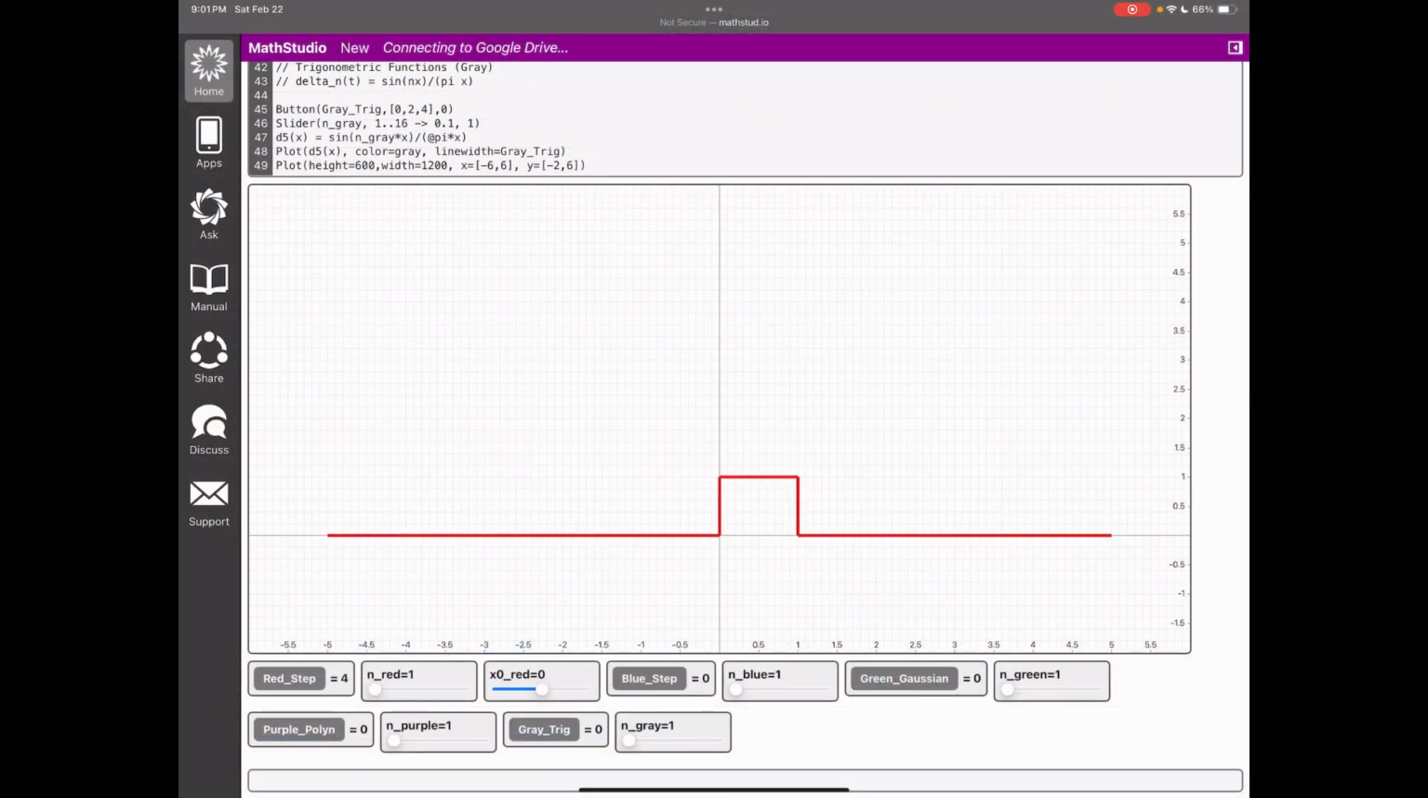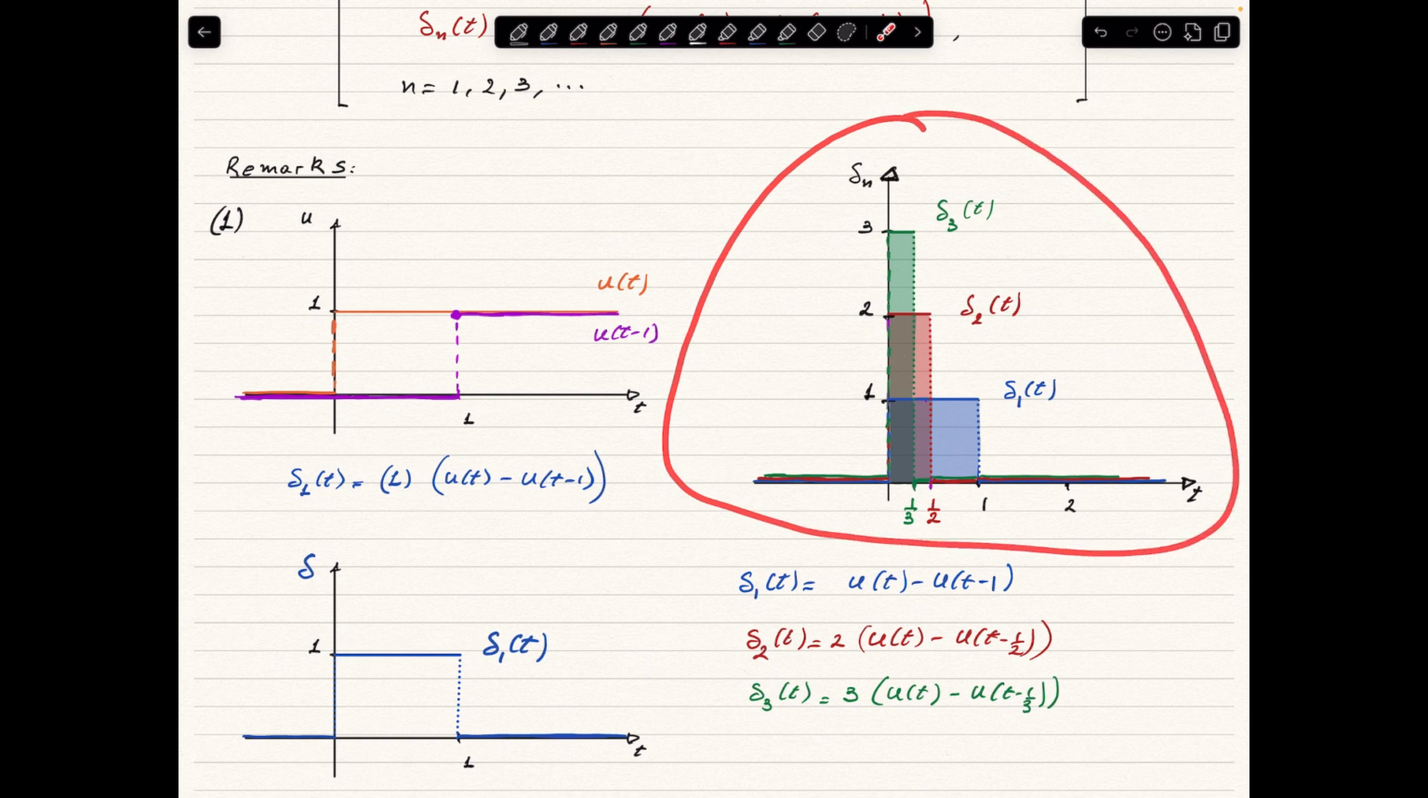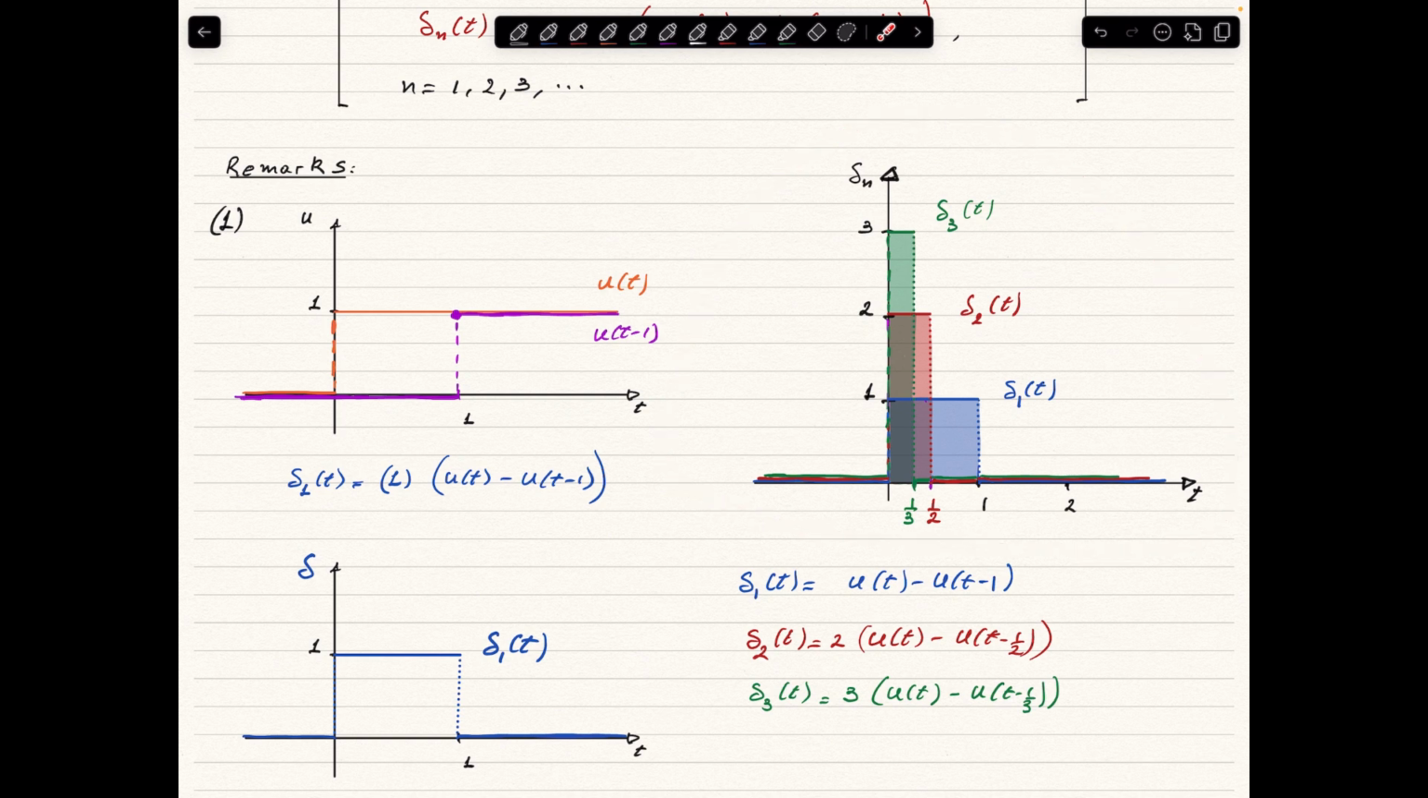Here we have the function delta 1, and now if we move this slider here, you see what is happening when we increase n. The function gets thinner and taller, and in the limit we are going to obtain the Dirac Delta generalized function. So 0 everywhere except at the one point that is infinity. So the limit as n goes to infinity of this sequence is what we call the Dirac Delta generalized function.